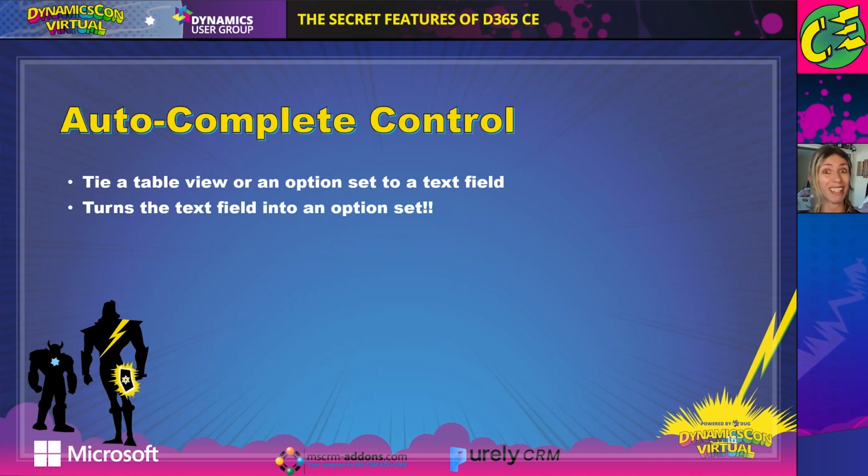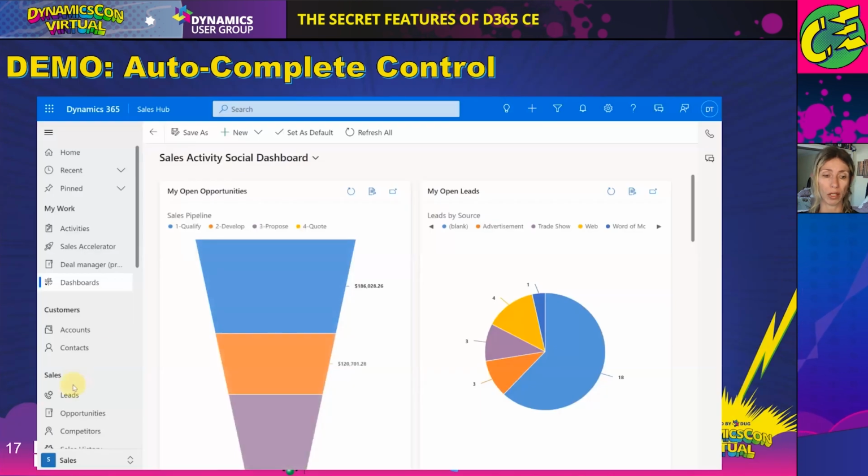So what this means is that we can actually tie a single line of text field to either a table view or an option set. And this includes system fields. So for example, we all know that the state field on contacts or leads, that's normally a single line of text field. So if you wanted to tie that to an option set that has all the states in there, you could, right, by using this control. So let me just go ahead and kind of show you what that looks like.